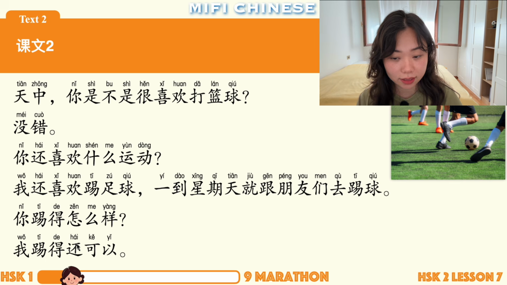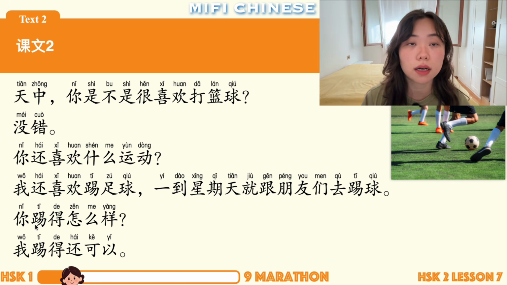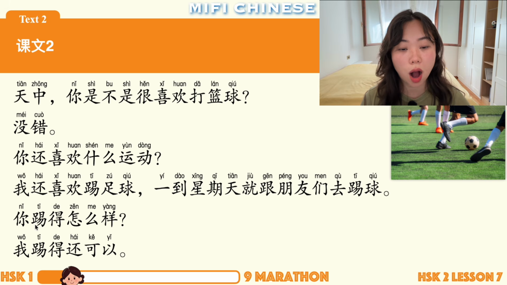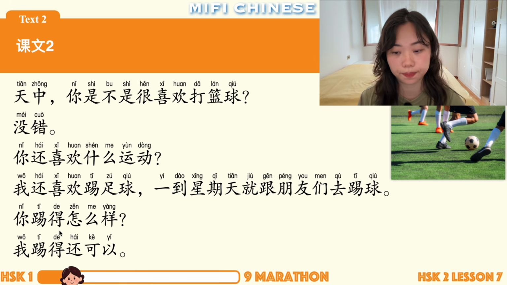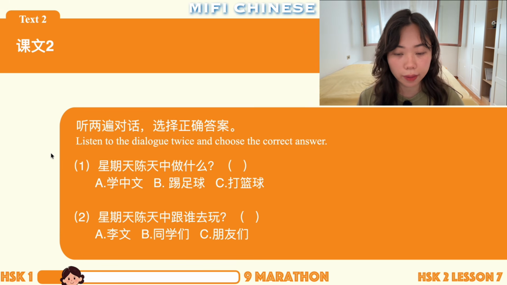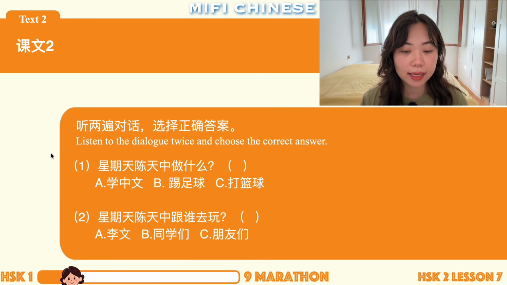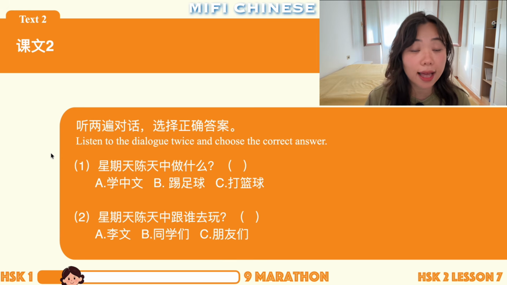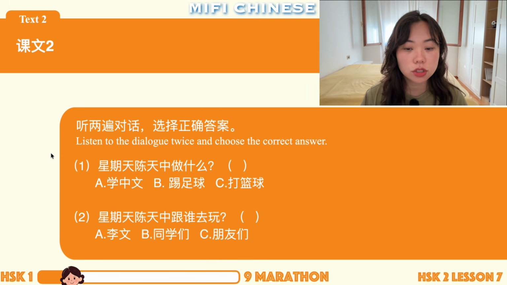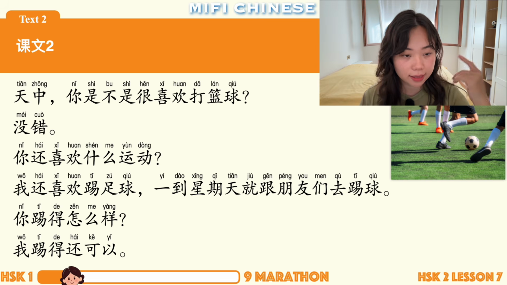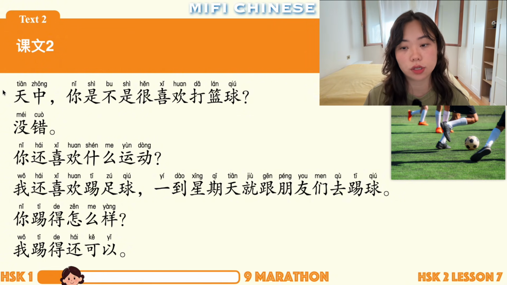The two 得 here, right? 你踢得怎么样？ Asking how you play the ball. Like how good are you at playing football? So you're asking about the result of an action. So you use this 得. Good. Now, two questions. First one, 星期天陈天中做什么？ A. 学中文 B. 踢足球 C. 打篮球. Second one, 星期天陈天中跟谁去玩？ A. 李文 B. 同学们 C. 朋友们. Okay, let's hear it again and you can make your answers.